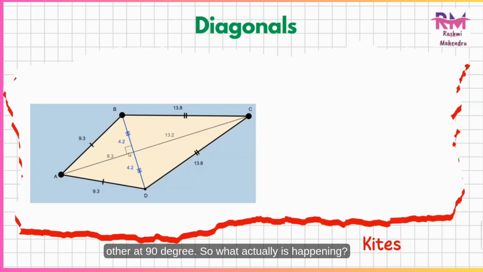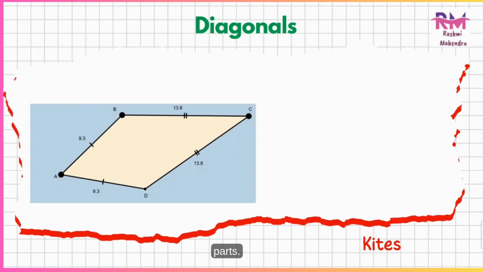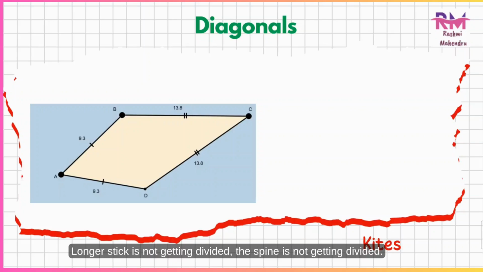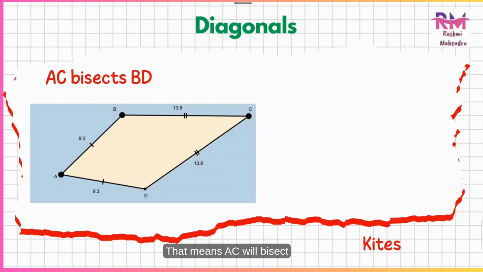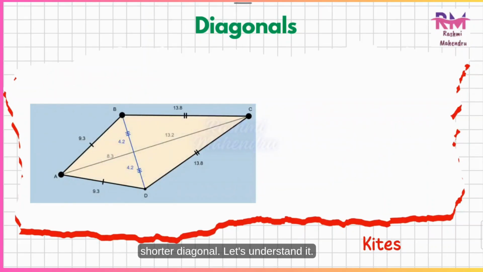So what actually is happening? The spine actually divides the support stick, that is the spar, into two equal parts. The longer stick is not getting divided, the spine is not getting divided, but actually the shorter one, that means AC, will bisect BD. The longer diagonal is going to bisect the shorter diagonal. Let's understand it. So over here, can you observe?